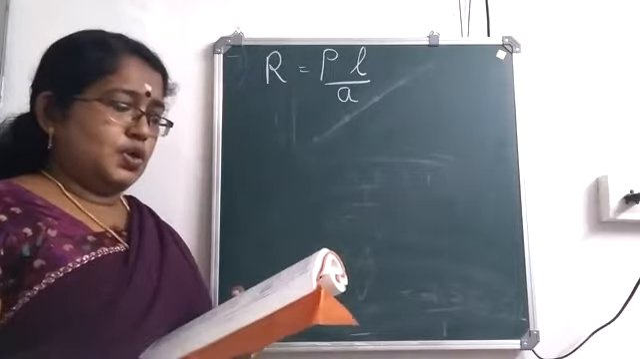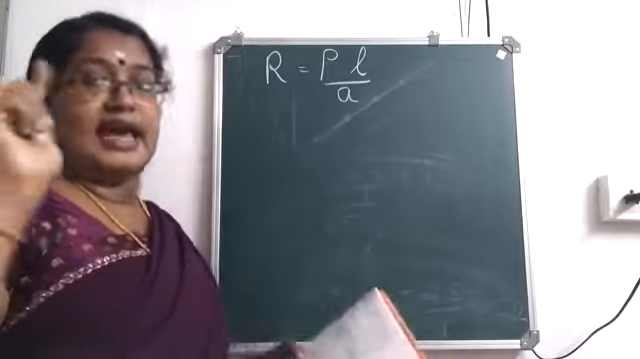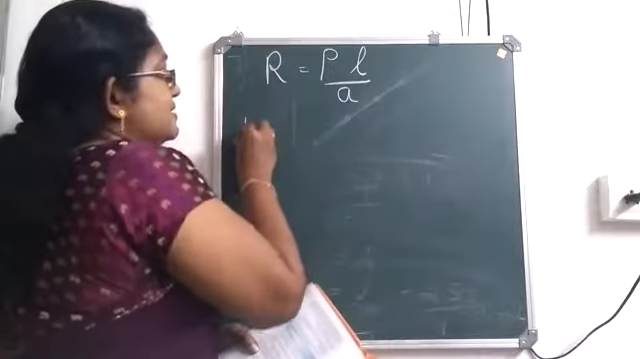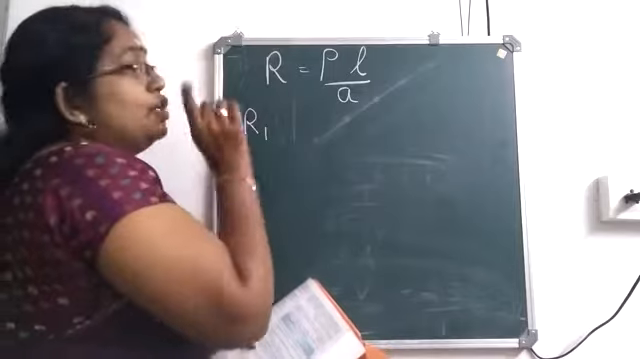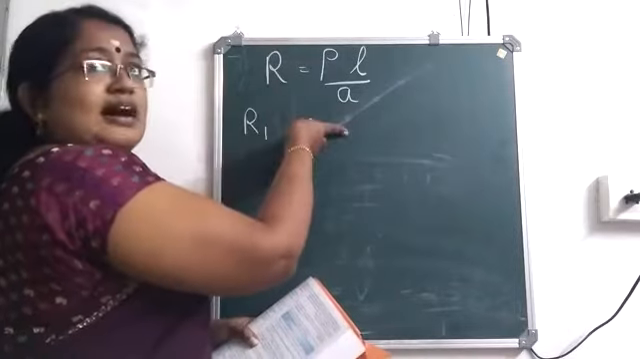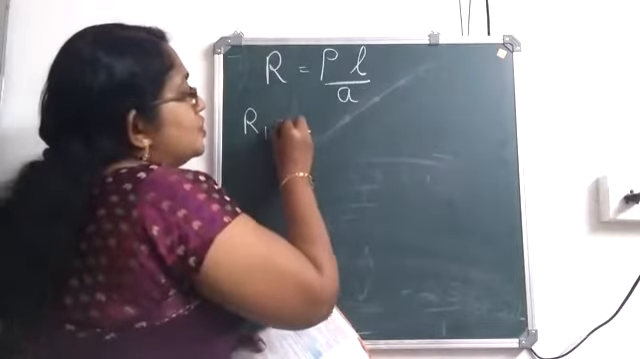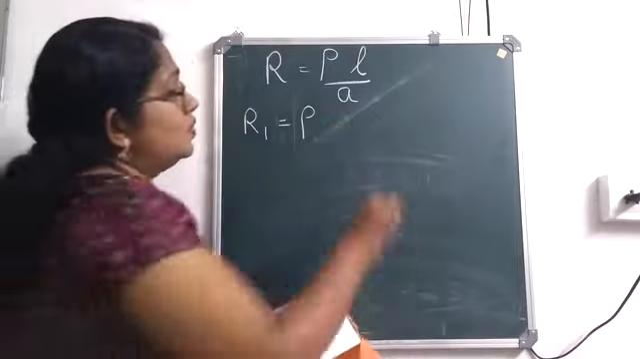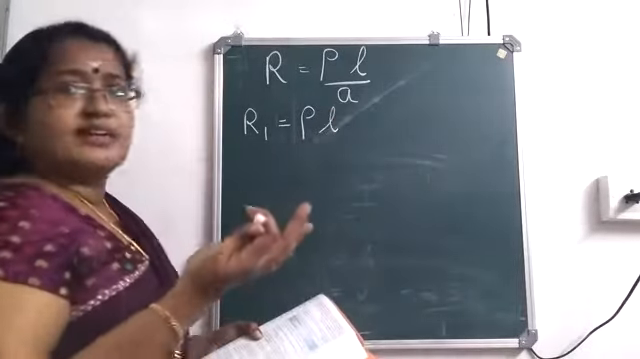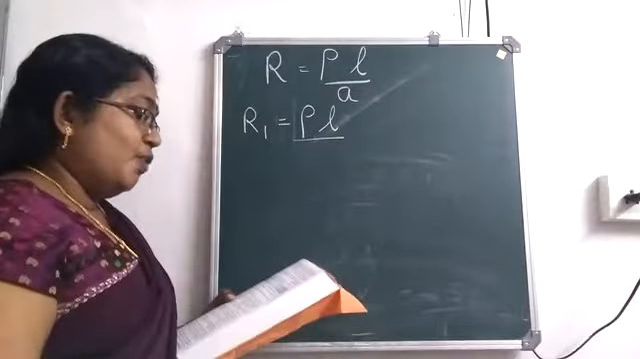Okay, so two wires of same material and same length. So first let me write the first one as R1. Okay, two wires are taken. Let the resistances be R1 and R2. So R1 is equal to rho into, they didn't give anything related to length, so I have written it as L itself. And what is given there?